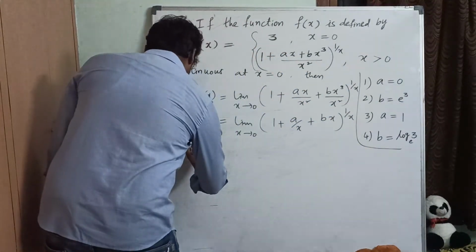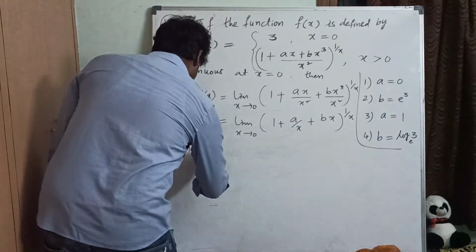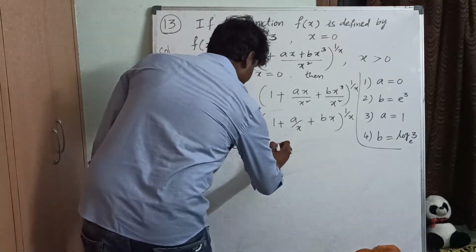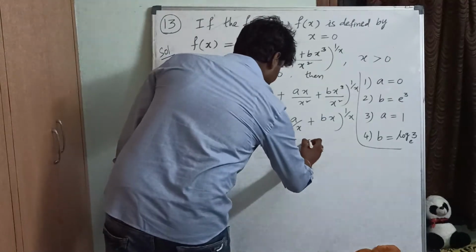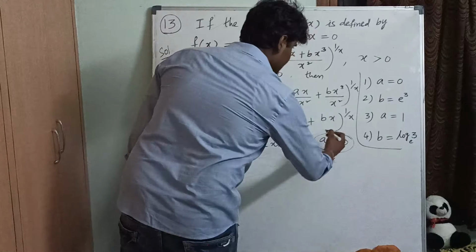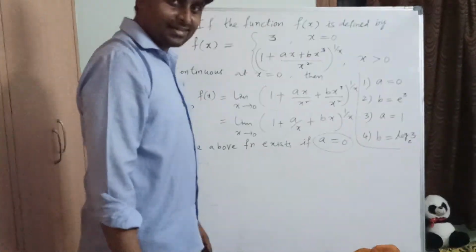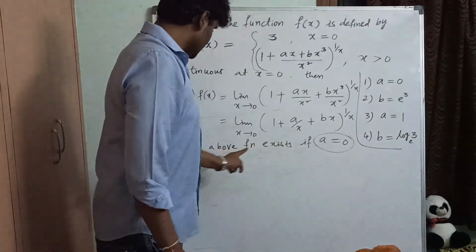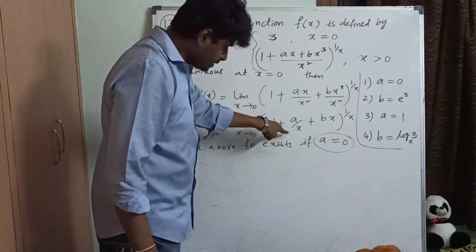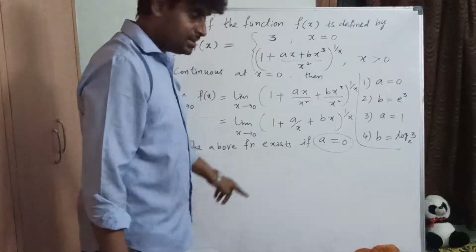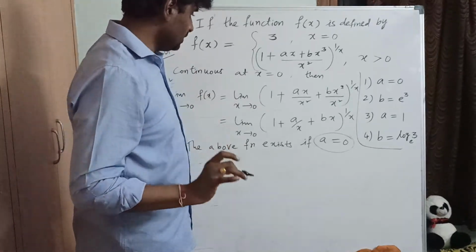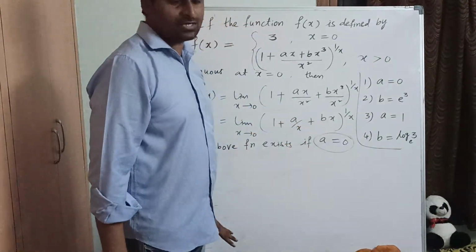So the above function exists if a by x tends to 0, means a equals 0, correct? So I got the value of a, correct? Right. So the above function exists at a equal to 0, because this term must be eliminated, there should not be something by x. So this term is not there, means the value of a must be 0, correct?